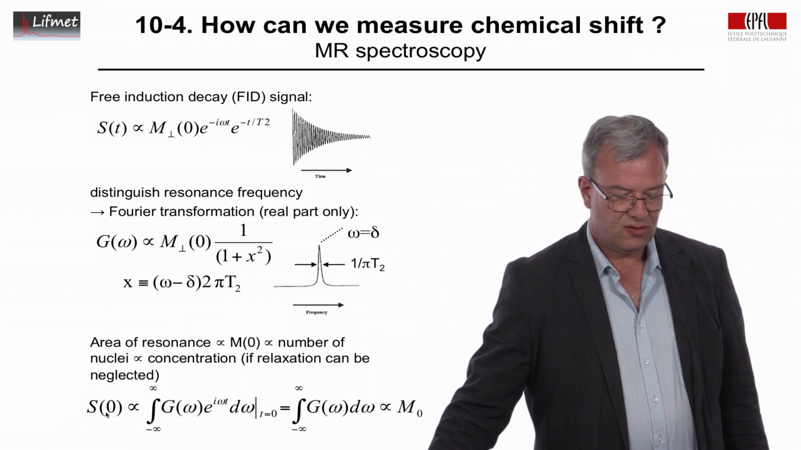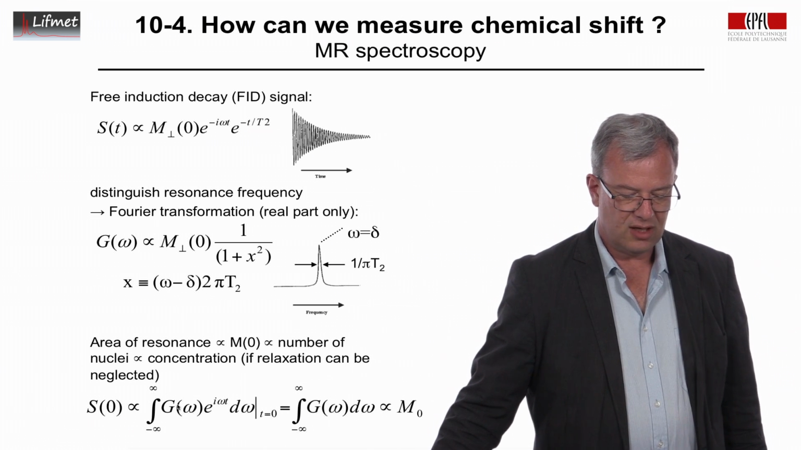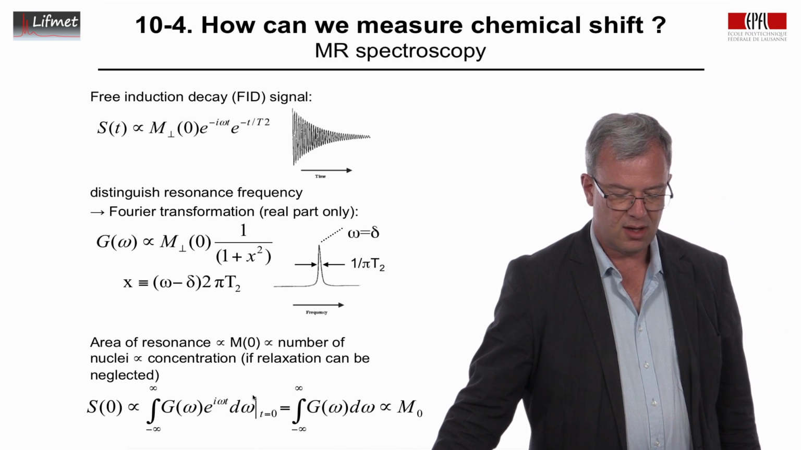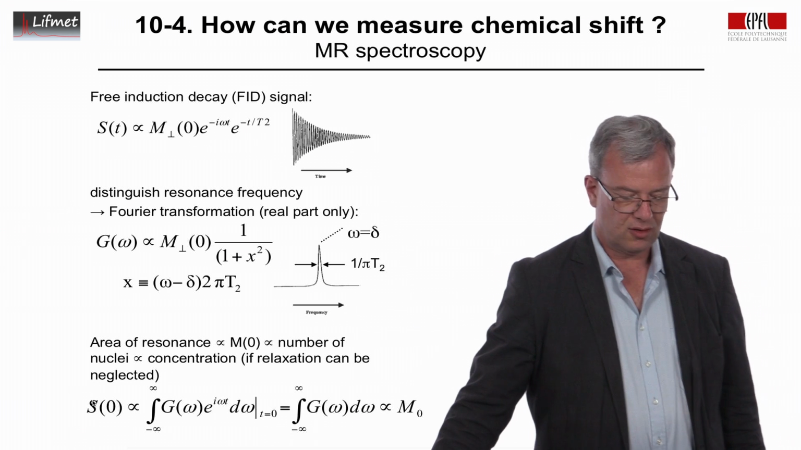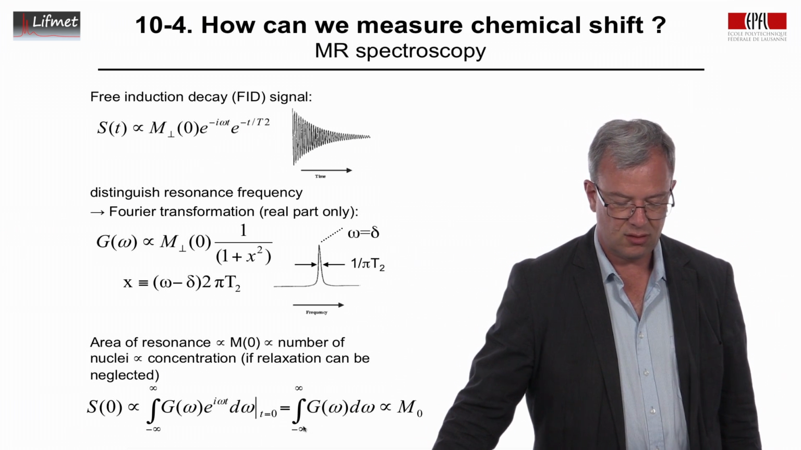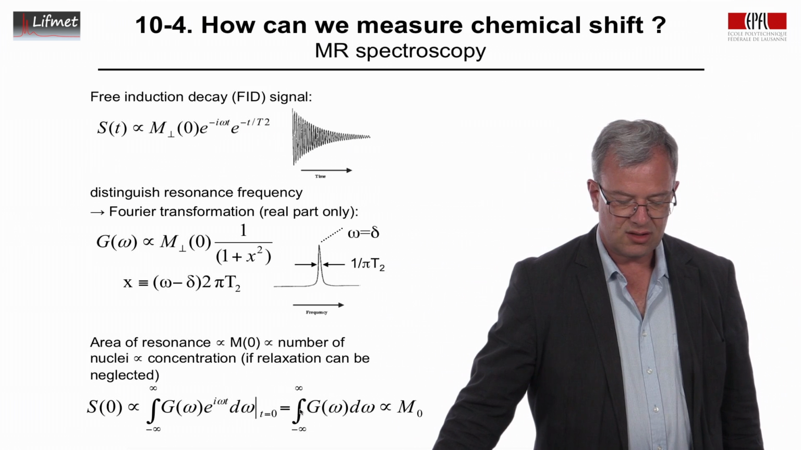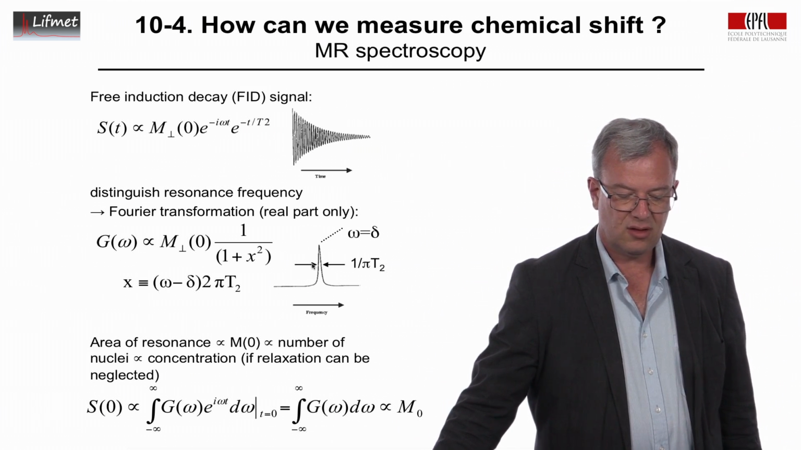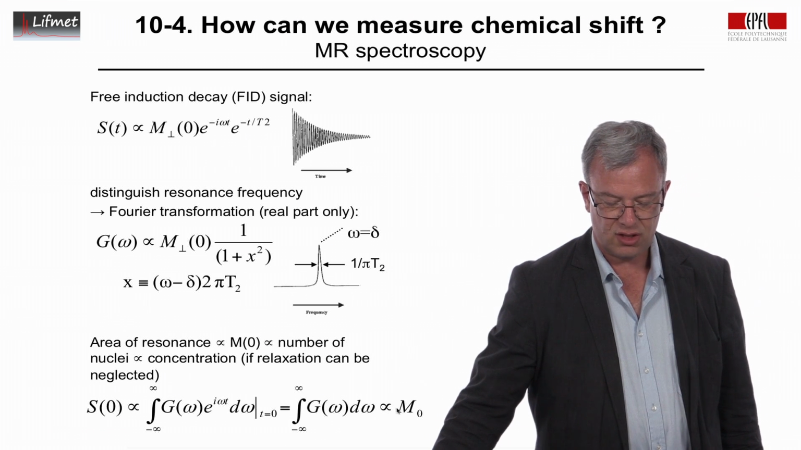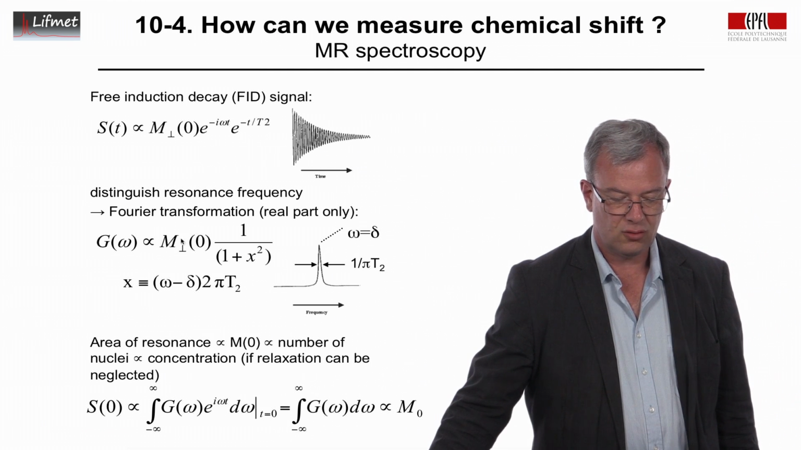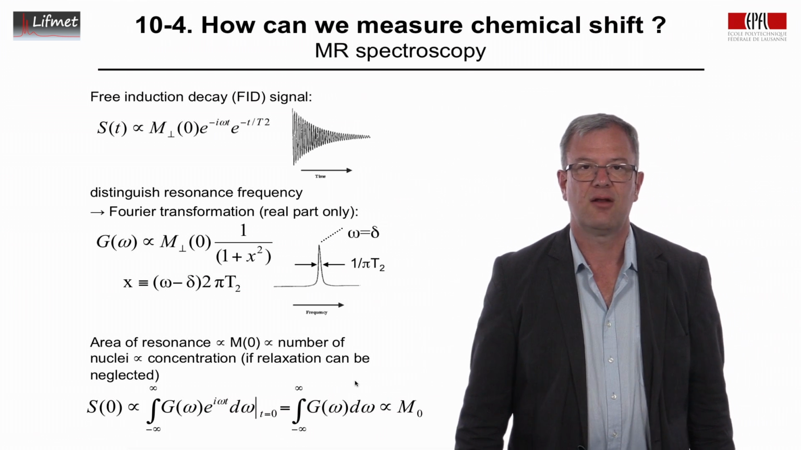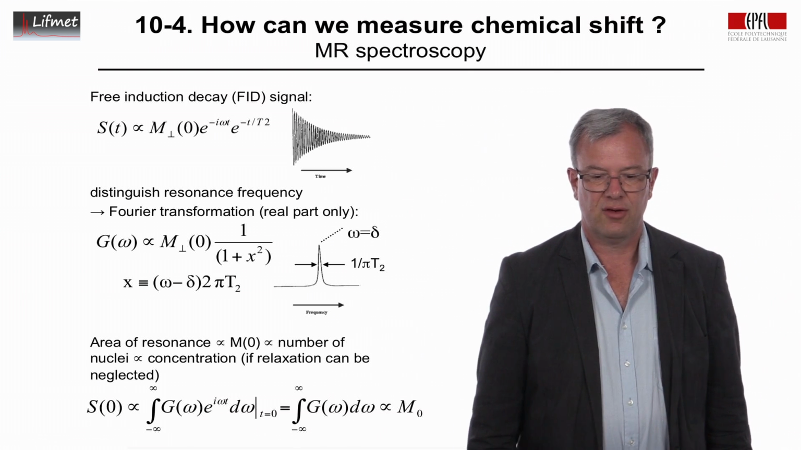To verify this, the signal at time 0 is equal to the inverse Fourier transform of g of omega, which is the integral of g of omega times e to the i omega t d omega. But now we evaluate this at time 0 to obtain the signal at time 0. So that is the integral of this function g of omega, which is nothing but the area of the function. We can see that the area is proportional to this term, so it is proportional to M0 if we neglect the effects of relaxation.